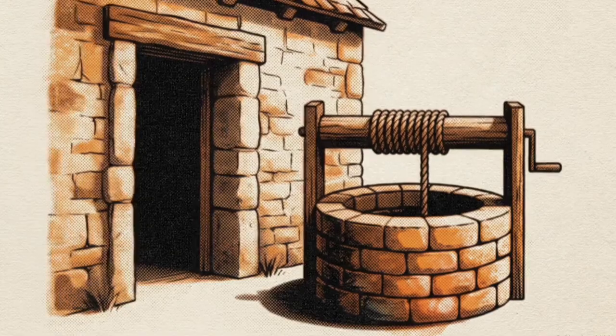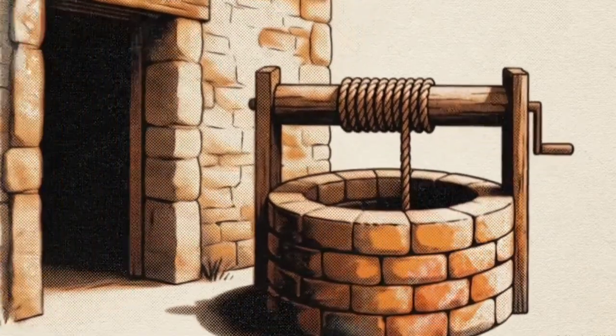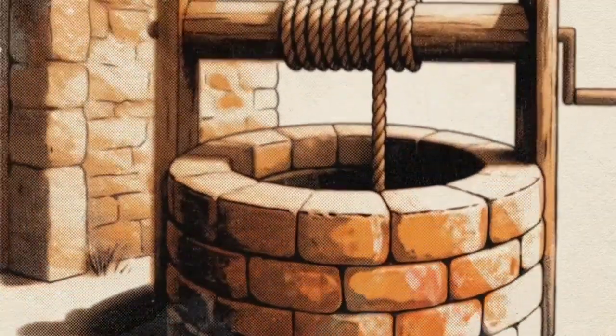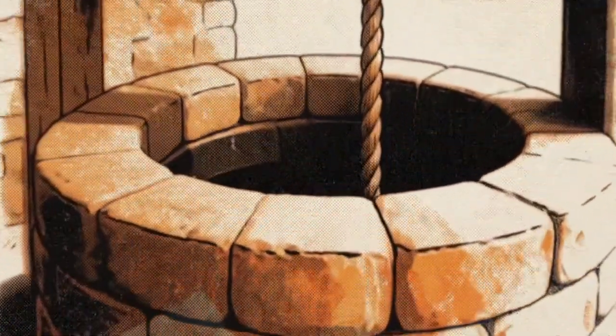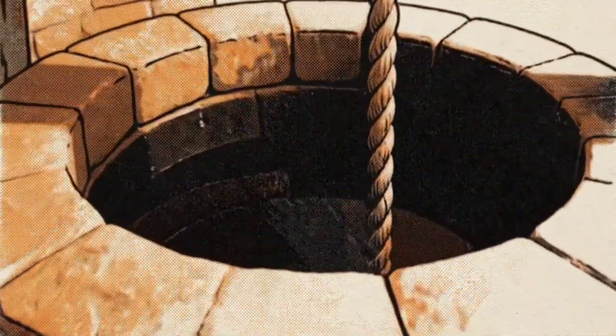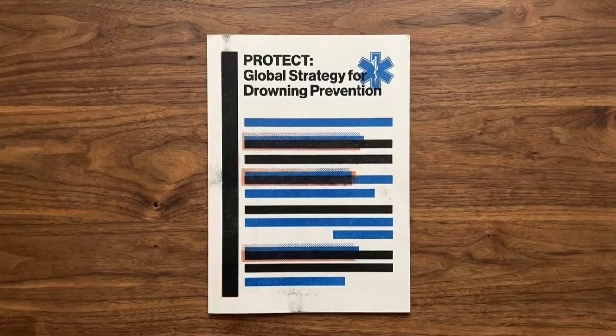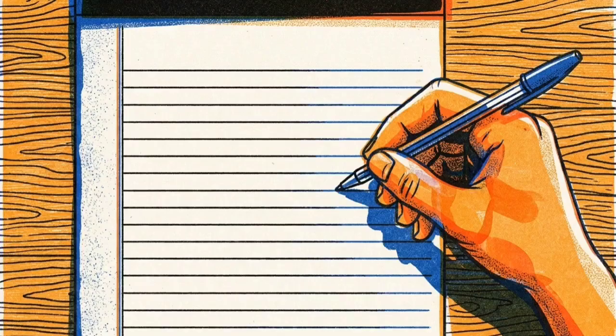death worldwide. While many associate drowning with swimming pools, the primary hazards are found in rivers, lakes, flood zones, household water storage containers, or open wells. To combat this, the World Health Organization has released the PROTECT framework, a set of 7 evidence-based measures for communities. Please grab a pad and paper so we can build a version of this plan for your area.